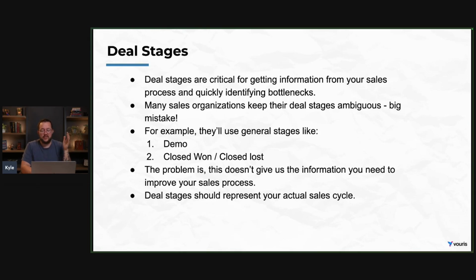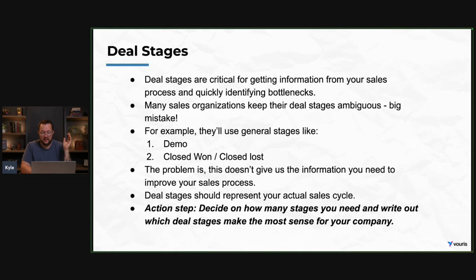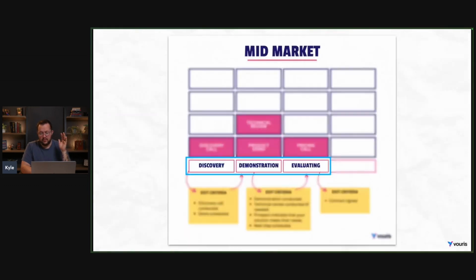Also, these deal stages should represent your actual sales cycle. This is why you shouldn't just use whatever's defaulted in HubSpot. So what I'm going to ask you to do first is decide how many stages you need and write out which deal stages make the most sense for you. That's the first step here. Let me start giving you some examples, and we're moving a bit into meetings here. I'll reference the meetings, but I'm going to explain how to do meetings in a second.